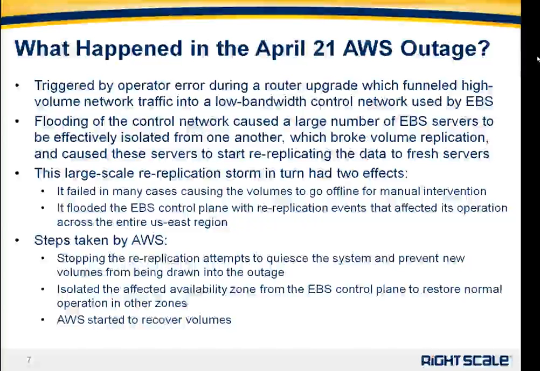AWS took steps to deal with this by stopping the re-replication to quiet down the system and prevent new volumes from being drawn into the outage. They went ahead to isolate the affected AZ from the control plane in order to restore normal operation in other zones, and then they began to recover the volumes through a variety of techniques.